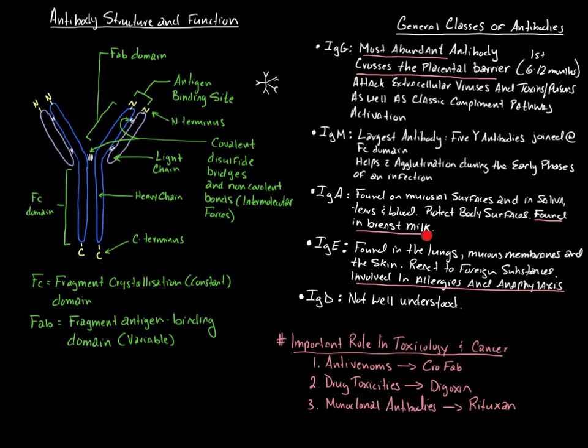We find this in the lungs, in mucous membranes, in the skin as well. These are very good at reacting to foreign substances, not necessarily pathogens. And these are very important when we talk about allergies and anaphylaxis. People that have allergic reactions and anaphylactic reactions, and anaphylaxis is just a highly exaggerated allergic reaction. IgE antibodies play a very important role in that.